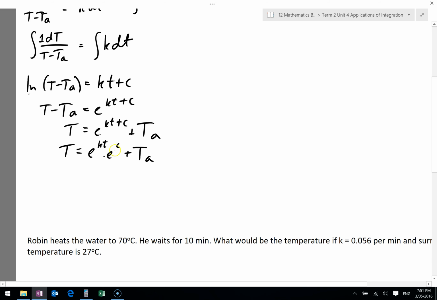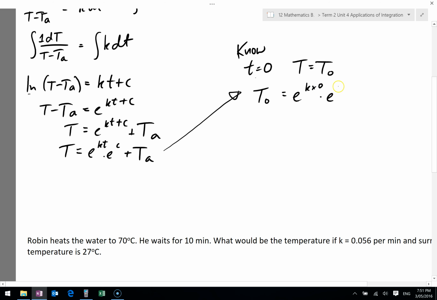Alright, so I want to try and find the value of e to the power c. I'll just go to the aside. I know the initial temperature. At the very start, the temperature will be the initial temperature. So I'll sub these in: e to the power k times 0 times e to the power c plus TA. And I'll try and get e to the power c by itself.